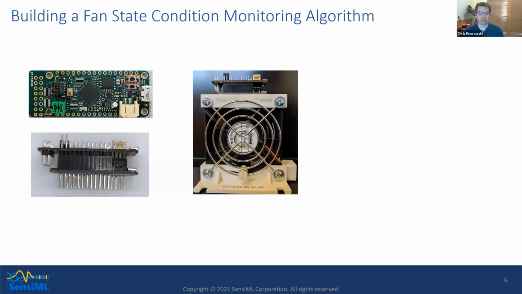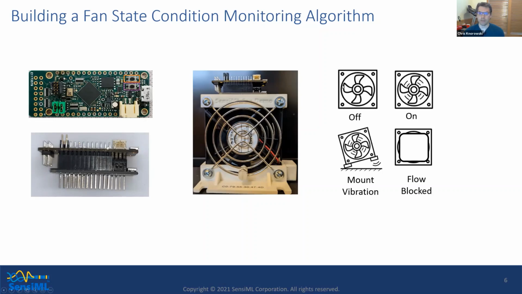The only challenge is that the fans are in hard to reach locations, so we aren't able to walk around and look at them visually ourselves. So what we're going to do is build an algorithm that can identify if the fan is off, if it's on, if the mount is vibrating, or if the flow is blocked. Those are the 4 classes that we're going to try and identify.